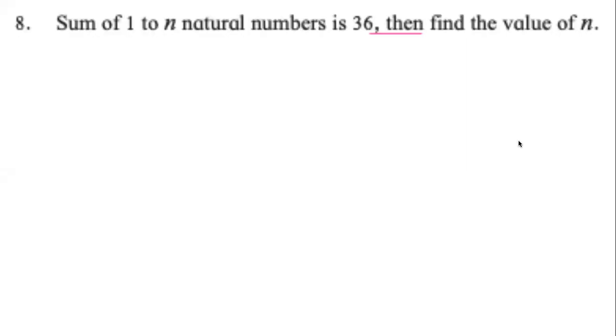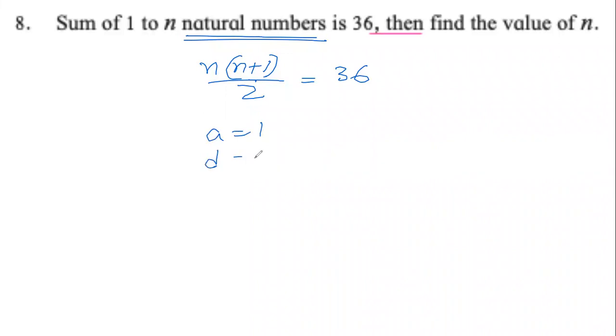Next question is question number 8 of problem set 3. Once again, it's a very, very easy question. It says sum of 1 to n natural numbers. So please be smart. It says 1 to n natural numbers, so we don't need to use the general formula of sum n. We can also use the specific formula, which is n into n plus 1 by 2. We can use this formula, which is equal to 36, and we can find the value.